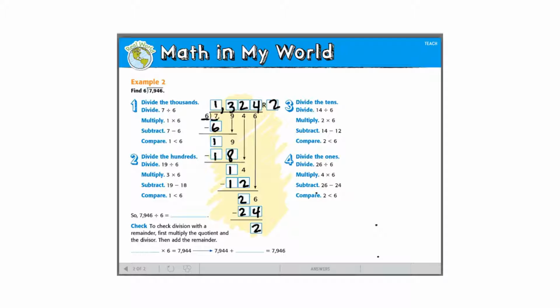Each of these little sections, all I'm doing is repeating my steps over and over again. So you have to remember, it's always just going to be divide, multiply, subtract, bring down. And then you go back up again and start over again. Divide, multiply, subtract, bring down. Over here when we fill in some things, we have 1,324, remainder 2.